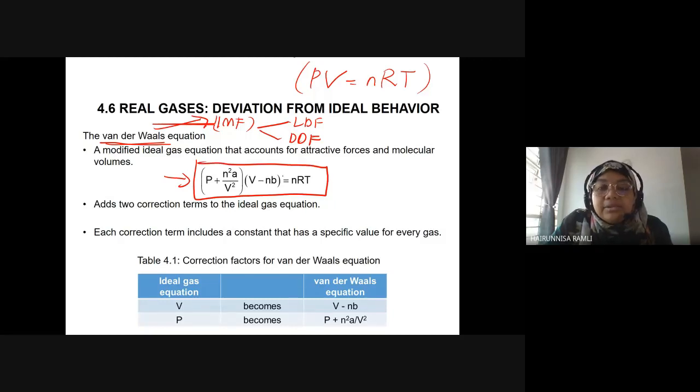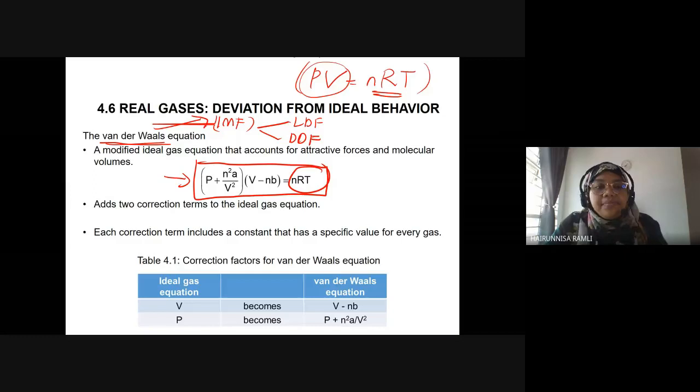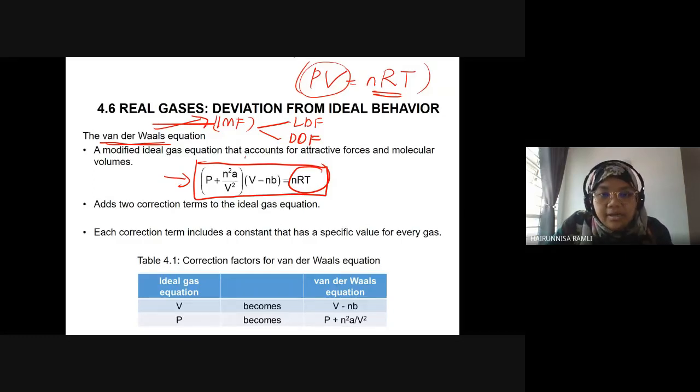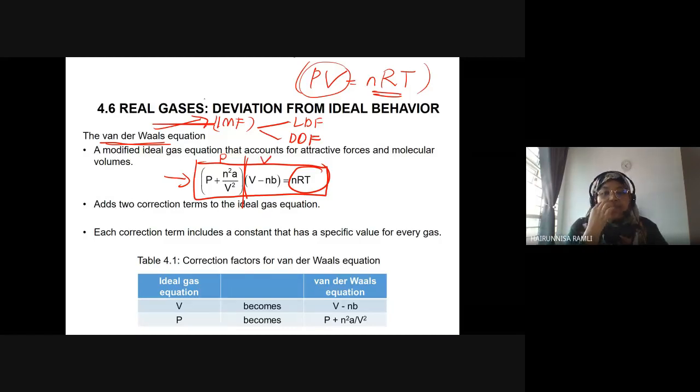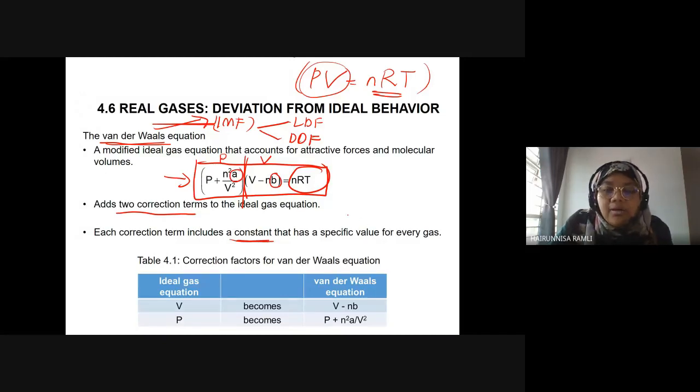Ada cara untuk ingat dia. Sebab kalau you perasan, nRT sama kat sini nRT. Yang kita ubah is on the PV side. Okay. So PV, so here P plus n square a over V square is actually P for the ideal gas. V minus nb is the volume. Maknanya kat sini ada dua correction terms to the ideal gas. Okay, so each correction terms include a constant. Ada constant where we have a and also b. a and b is the constants.